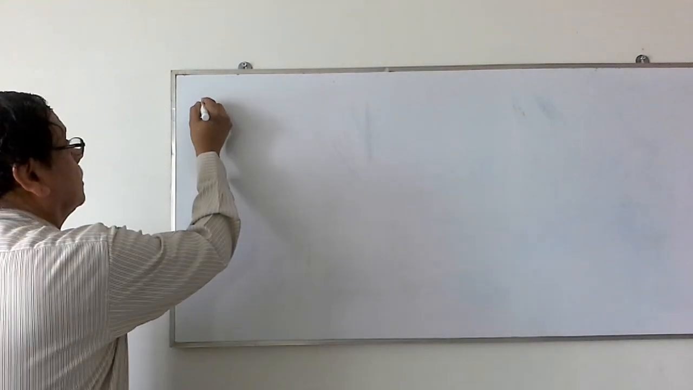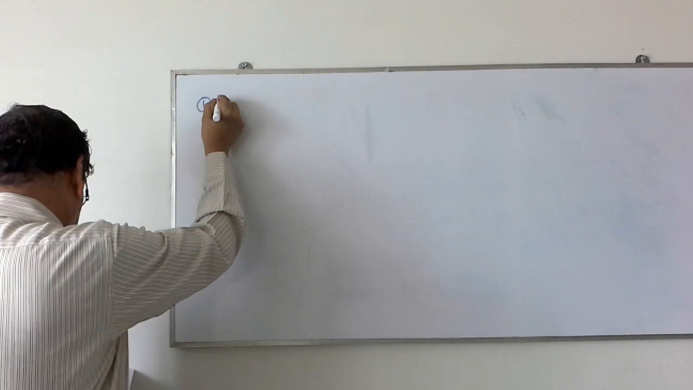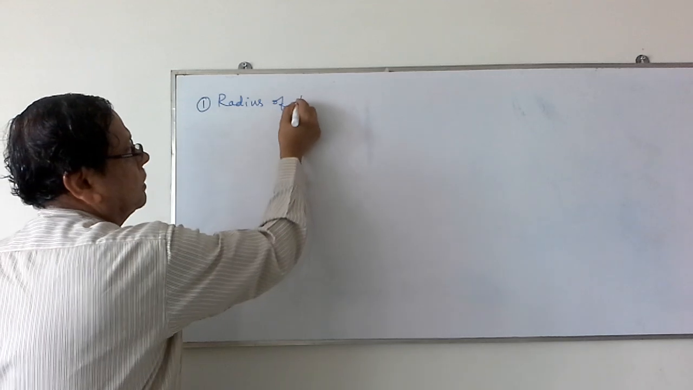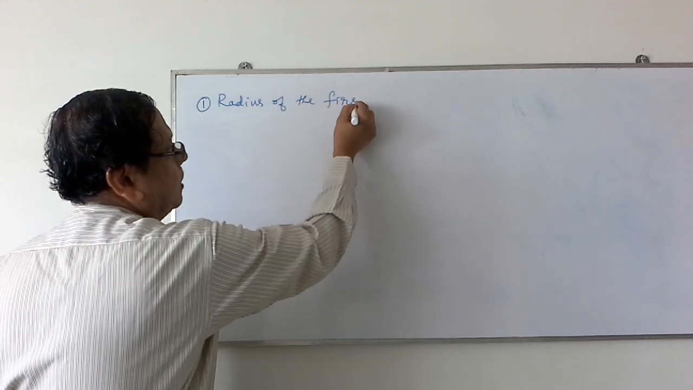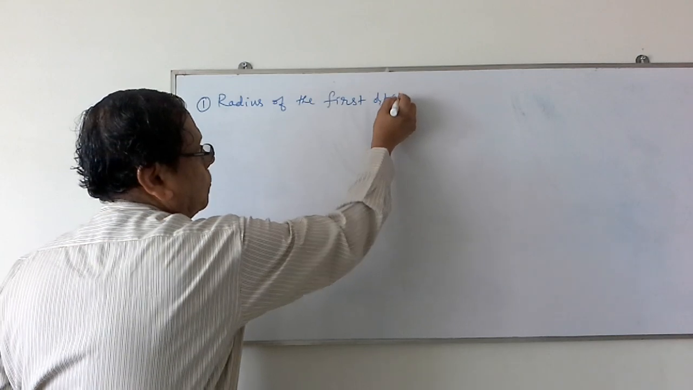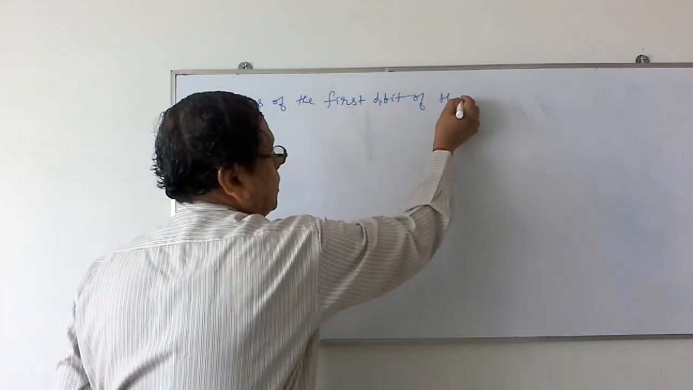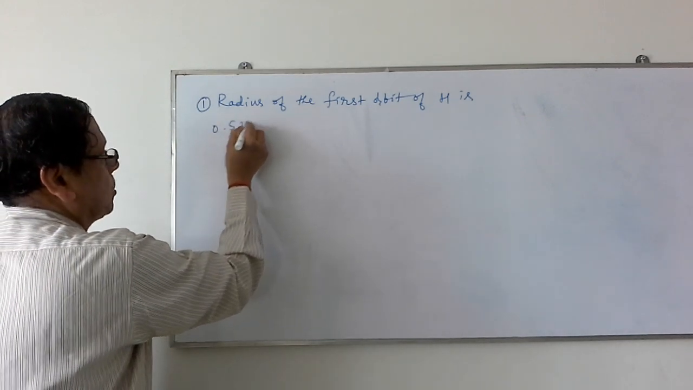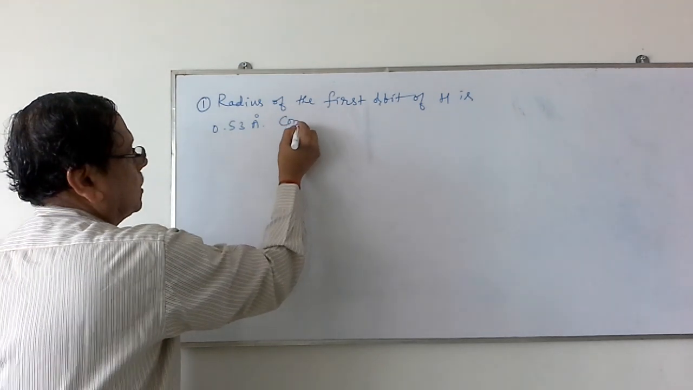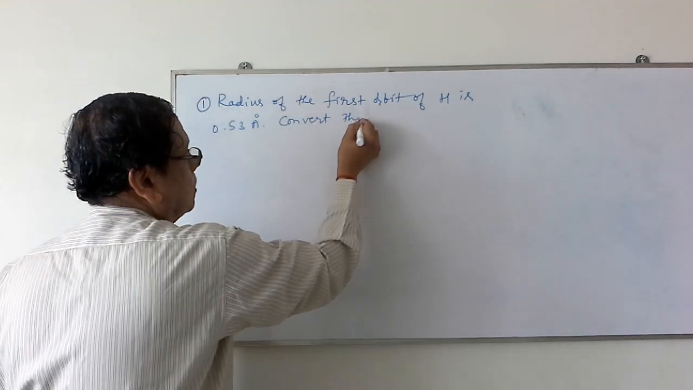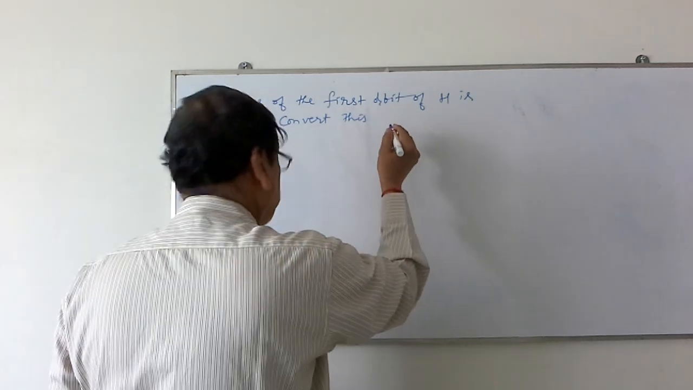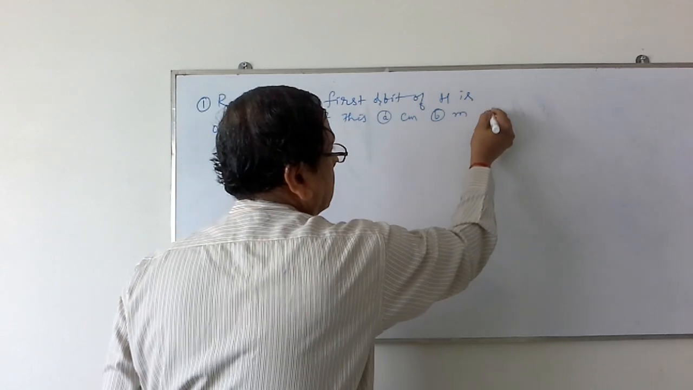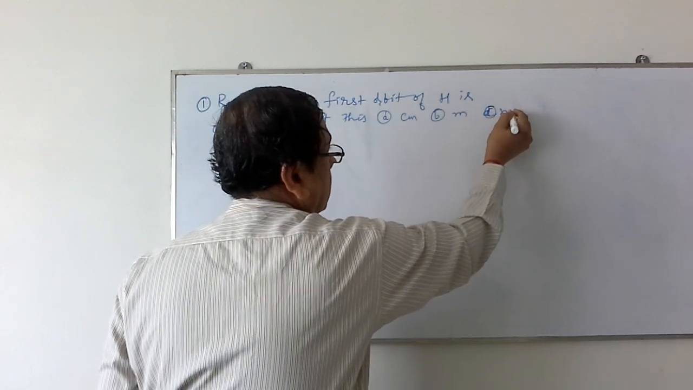First, for example, you are given the radius of the first orbit of hydrogen in angstroms, which is 0.53 angstroms. Convert this to A, centimeter, B, meter, C, nanometer.